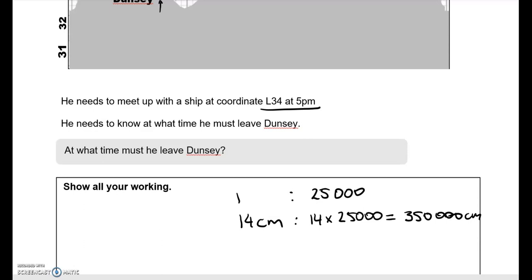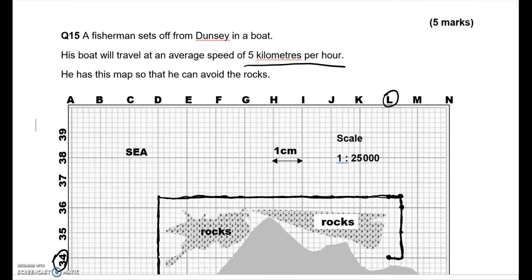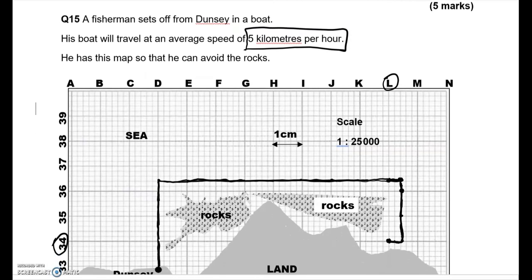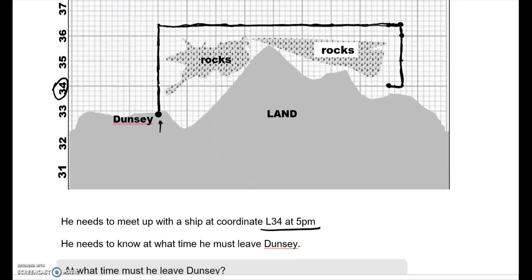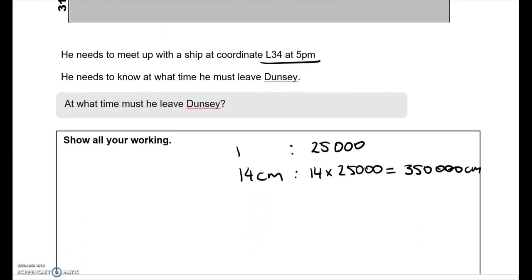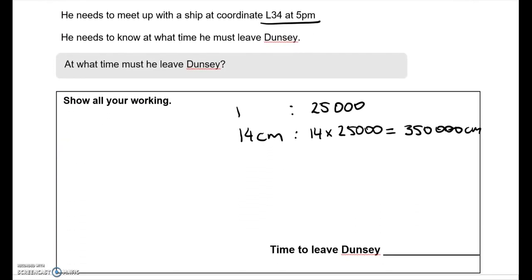So we'll convert this to kilometers now, because that's what we need. It says in here that he travels at an average speed of 5 kilometers per hour. So we'll need that piece of information. 5 kilometers per hour.